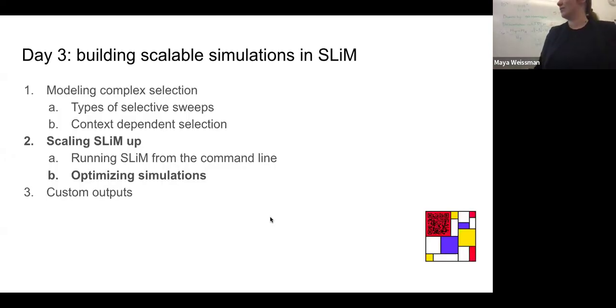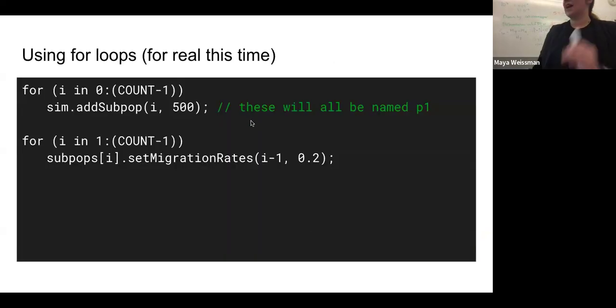Then optimizing simulations. This is the actual code to do for loops in Slim. I showed you the wrong thing yesterday. But one of the reasons why Slim uses this P1, M1 syntax is so that you can create things inside of for loops. So let's say you wanted 500 different subpopulations. I know Audie is doing those kinds of simulations where you've got like a million subpops. You do for i in 0 to however many I want, sim add subpop i 500.